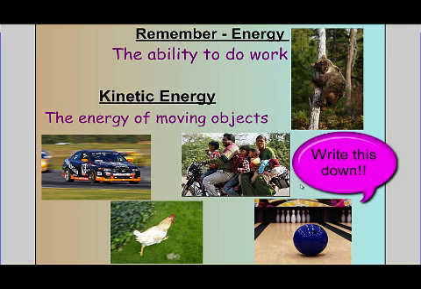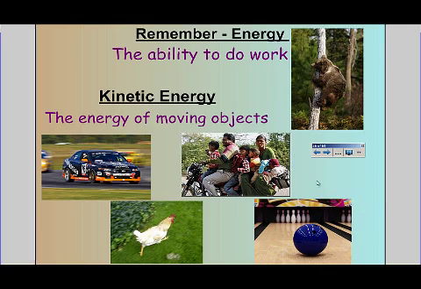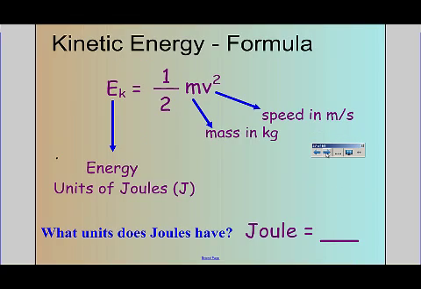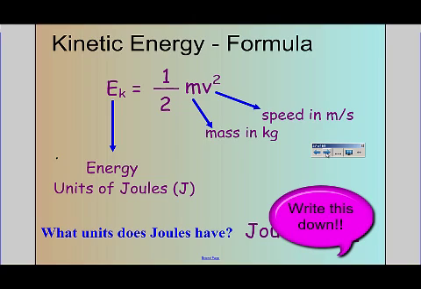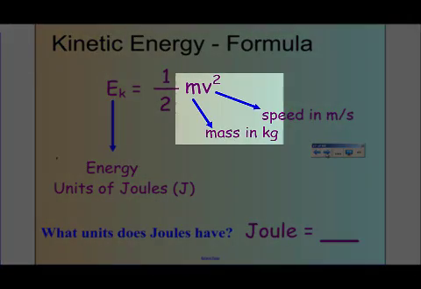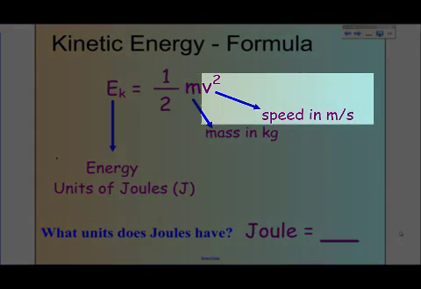So remember, energy is the ability to do work. Kinetic energy is the energy that's in moving objects. Now, what we're going to use this for in physics is to calculate the amount of kinetic energy there is in something while it's moving. Now, it depends on two things: the mass of the object and the speed of the object.